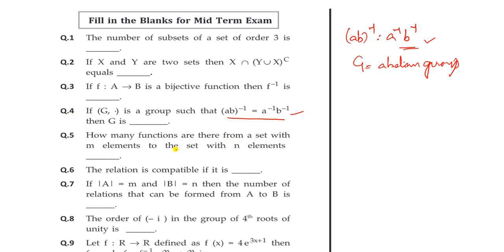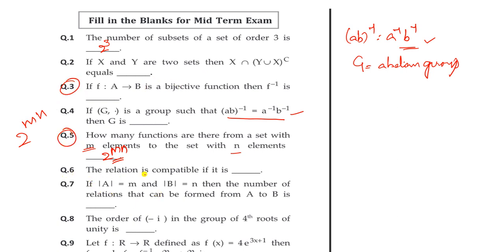with m elements to the set with n elements. So, if there are m elements, what is the operation? 2 power m, right? How many functions are there from a set with m elements to the set with n elements? So, here m elements are there, n elements are there. So, simply 2 power mn. So the answer is 2 power mn. So, these are all the formulas. Here also formula 2 power cube, 2 power n. This is also a formula.